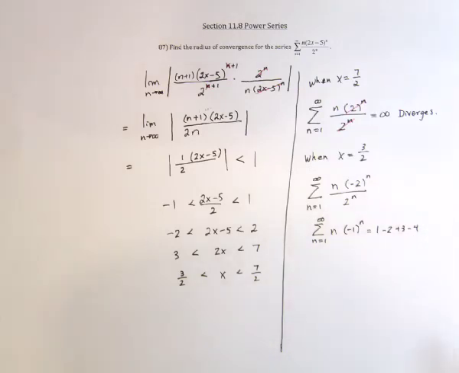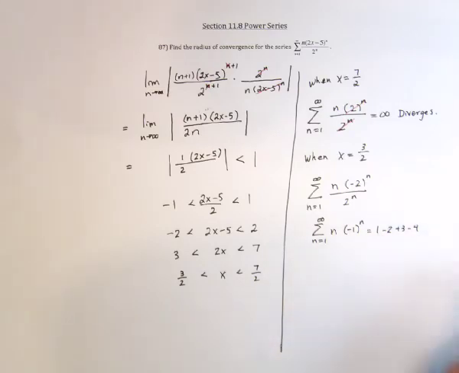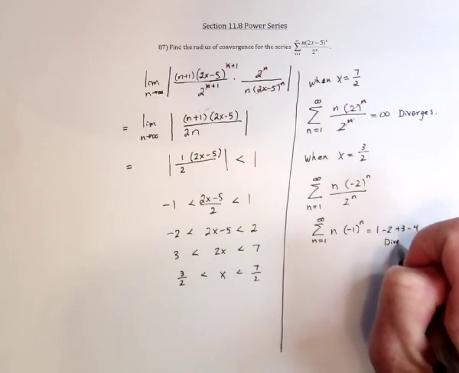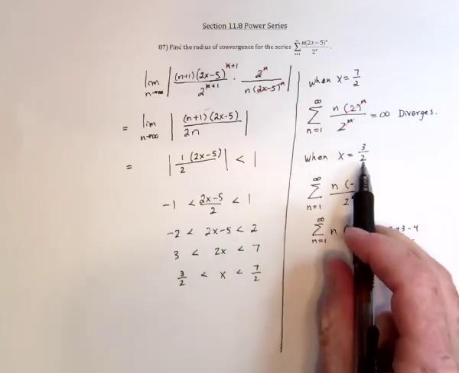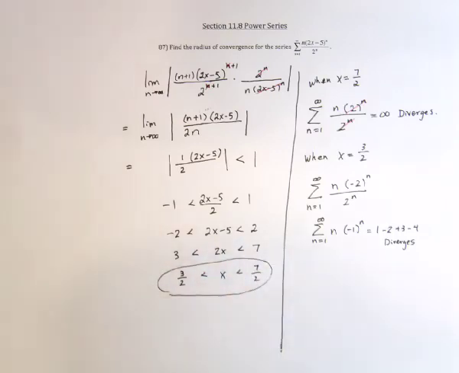In order to converge, the terms have to get smaller and smaller and smaller. These are not getting smaller and smaller and smaller, so it diverges. So that means that neither the 3/2 nor the 7/2 worked out, so this interval right here is our final answer.